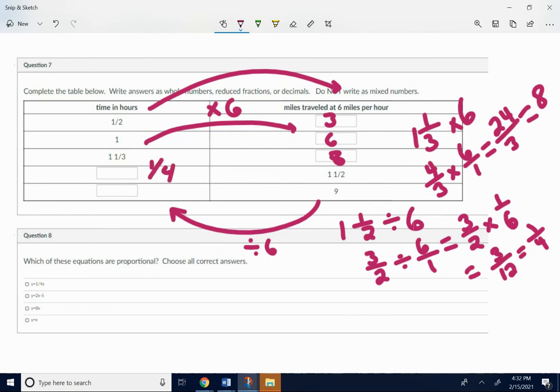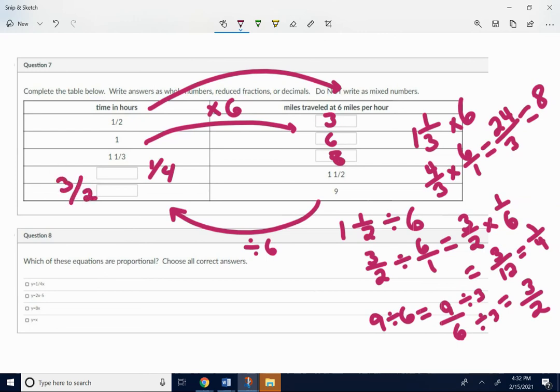Okay, 9. I'm going to take 9 divided by 6. Okay, I'm just going to write it as 9 over 6. Okay, then I can just reduce that, and that gives me 3 over 2. So you can write 3 over 2.